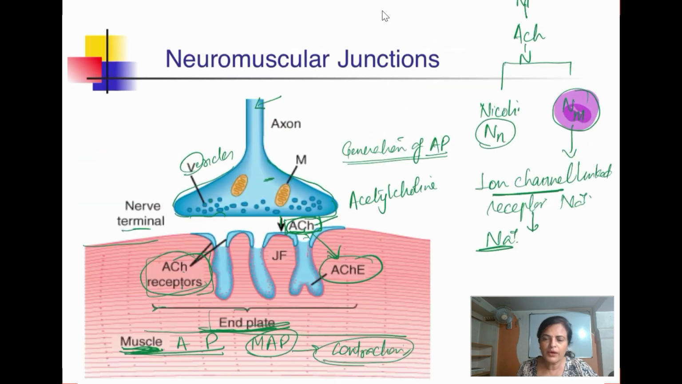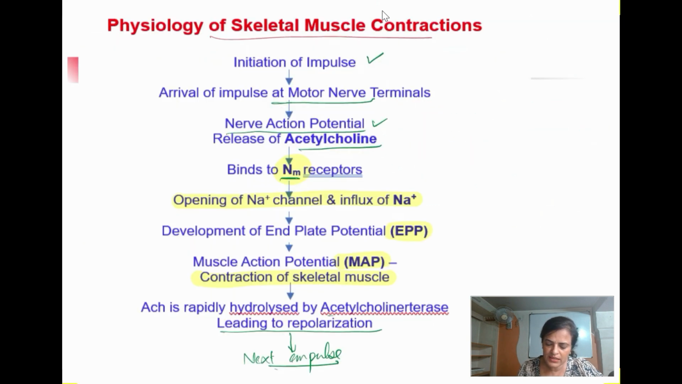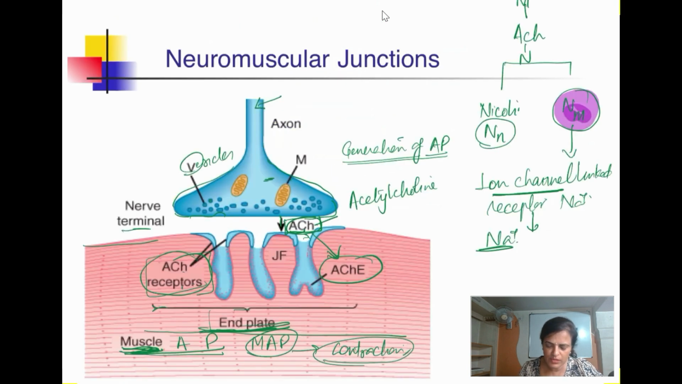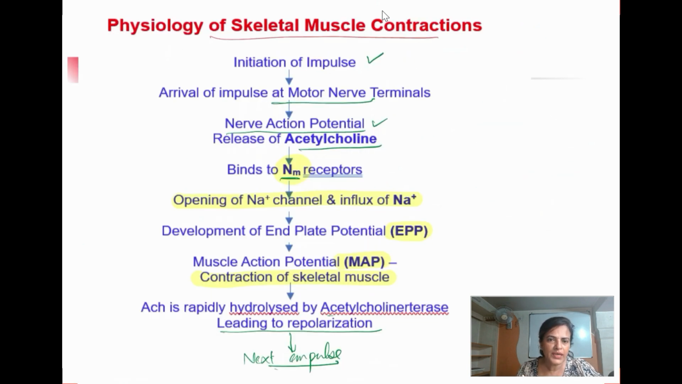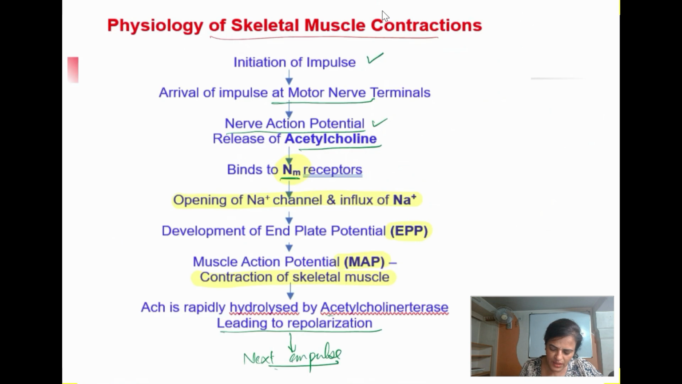Then you are going to write its mechanism of action. Initially you explain the normal physiology of skeletal muscle contraction. You can draw the diagram or write a flow chart. Initially there is initiation of the impulse, then that impulse arrives here, then generation of the action potential. The vesicles fuse and release acetylcholine, which binds with the NM receptor, opening of the sodium channel, influx of sodium, generation of the end plate potential, then muscle action potential, and that leads to the contraction.